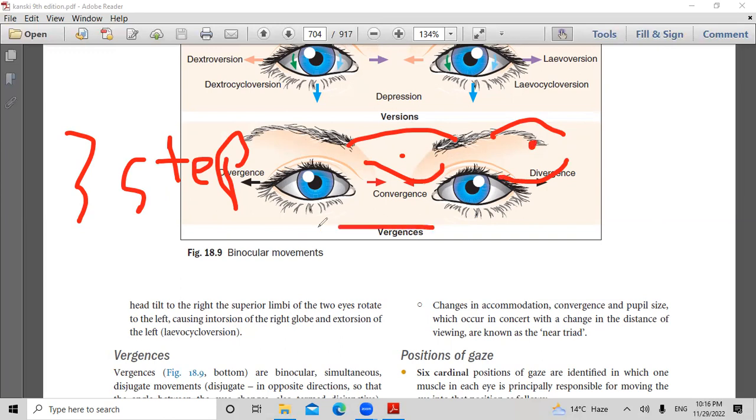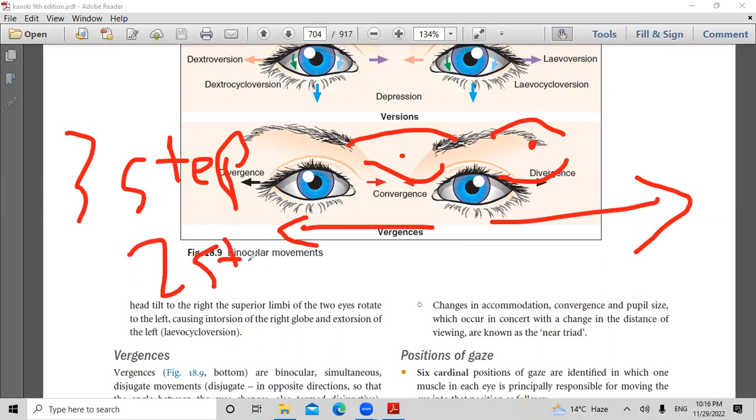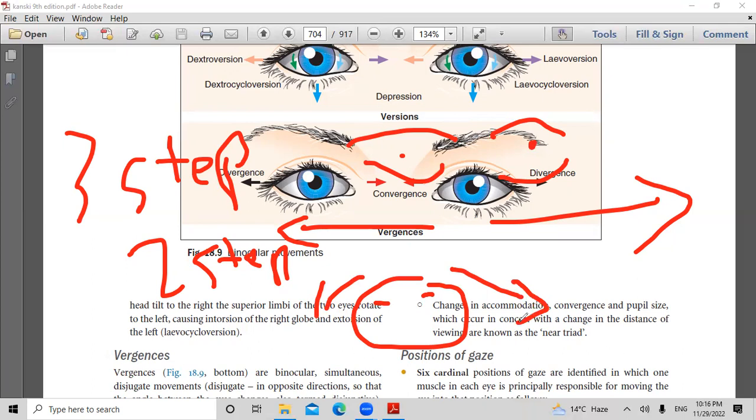Then you tell the patient to look to the right and to look to the left. Okay, this is the second step. And the third step, you catch the head of the patient and you tilt it to the right side, then to the left side. This is step number 3.